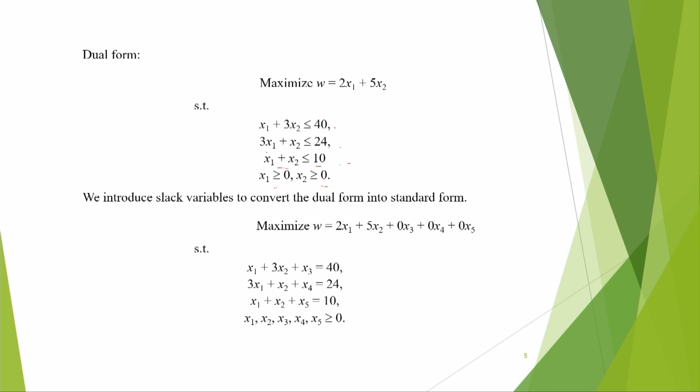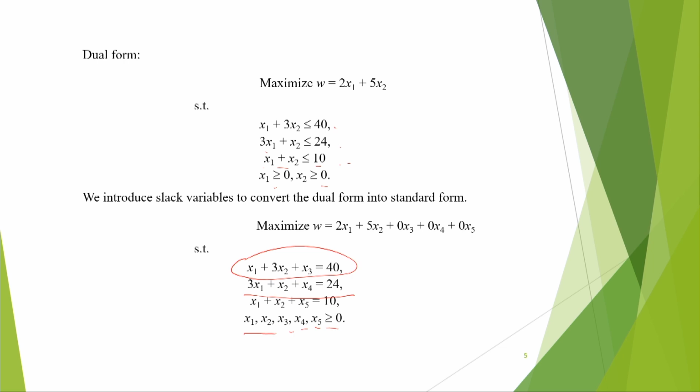In order to solve that, we can introduce slack variables to convert the dual form into a standard one. So we introduce x3, x4, x5: the first becomes this, the second has x4 as the slack variable, and x1 plus x2 is smaller than 10 means x1 plus x2 plus x5 is equal to 10, where x5 is a slack variable, and x1, x2, x3, x4, x5 are greater than or equal to 0. So you got this problem, and then you can naturally solve it.